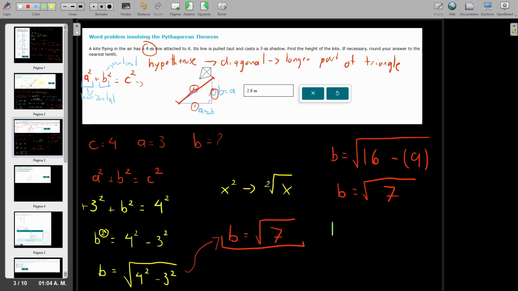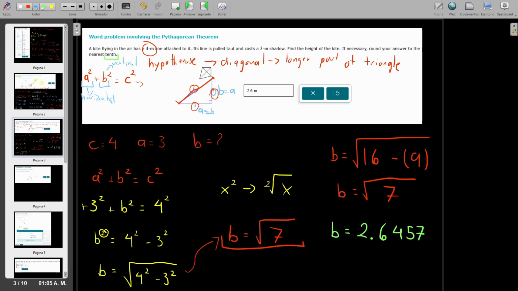And which is this value? If we put it in decimal form, it's going to be 2.6457. I usually always take 4 decimals. They are asking us to be rounding our answer to the nearest tenth.